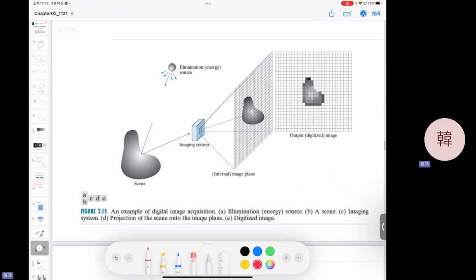Okay, so here is the example of digital image acquisition. We just emphasize again, you need the illumination energy source first, and then put on the scene, the object, and then reflect, and go to your image system here. Image system sensor, and it's an internal image plane, so it's observed like this one.